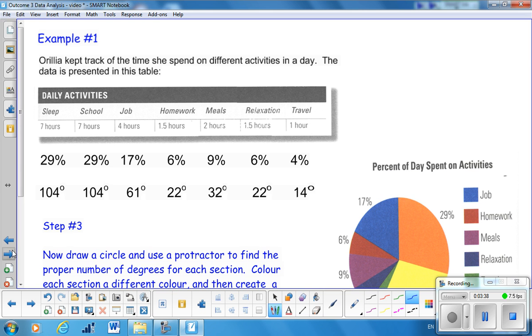Here's how it should have worked out. 104 degrees for sleep, 104 degrees for school, 61 degrees for the job, 22 for homework, 32 for meals, 22 for relaxation, and 14 for travel.